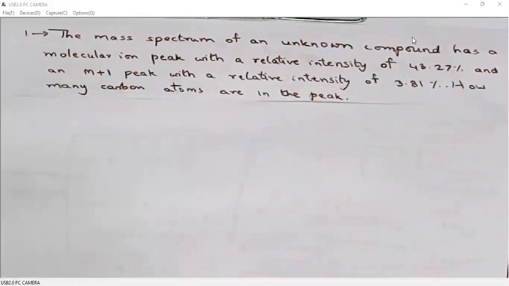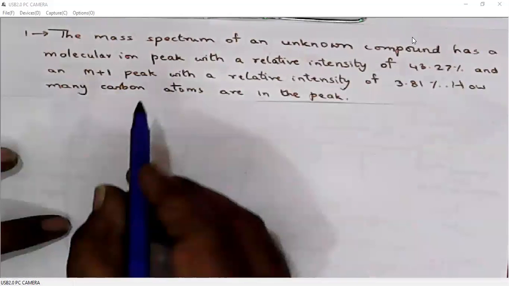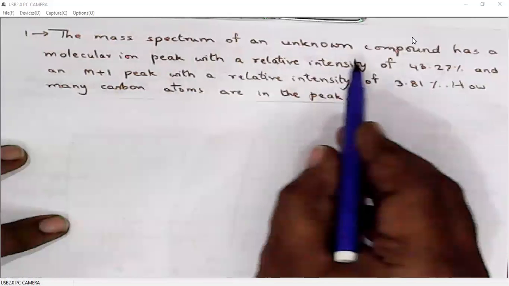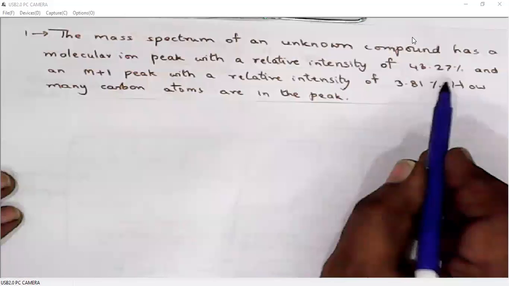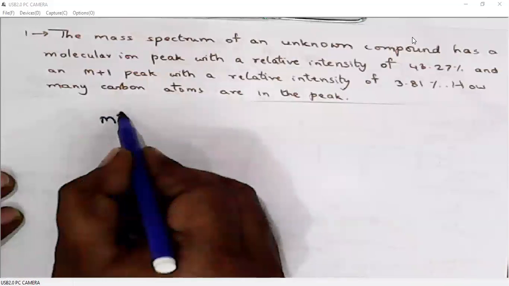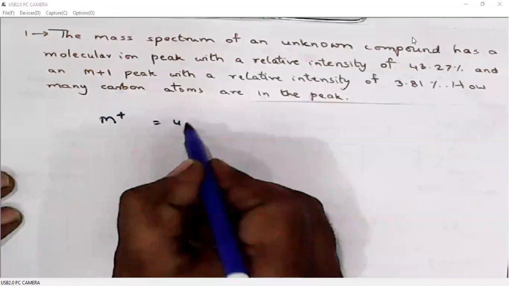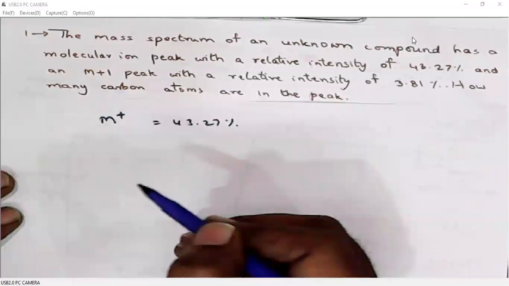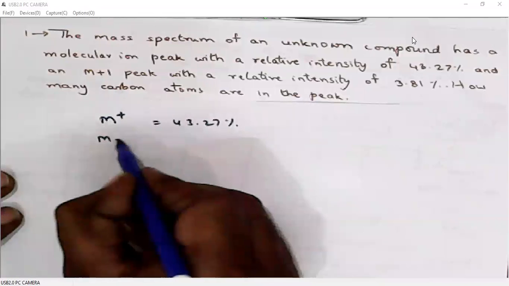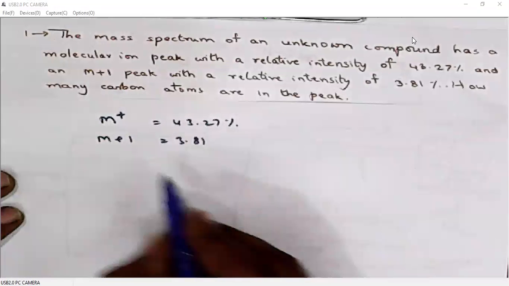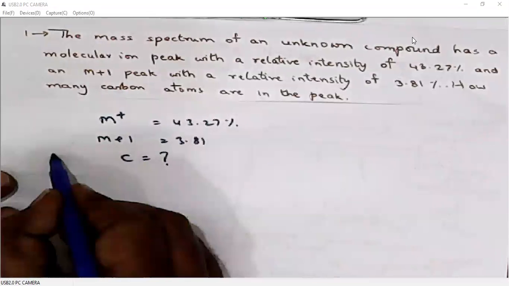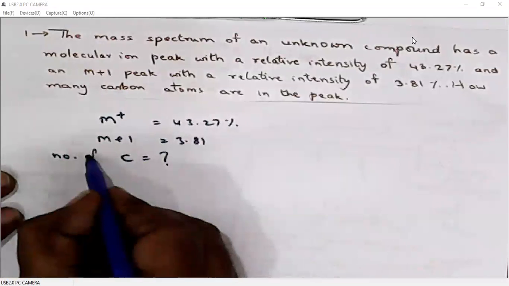Now, for the CSIR exam, it is even simpler. The mass spectrum of an unknown compound has a molecular ion peak with a relative intensity of 43.27% and an M plus 1 ion peak with a relative intensity of 3.81%. How many carbons are there? It is a very simple problem.